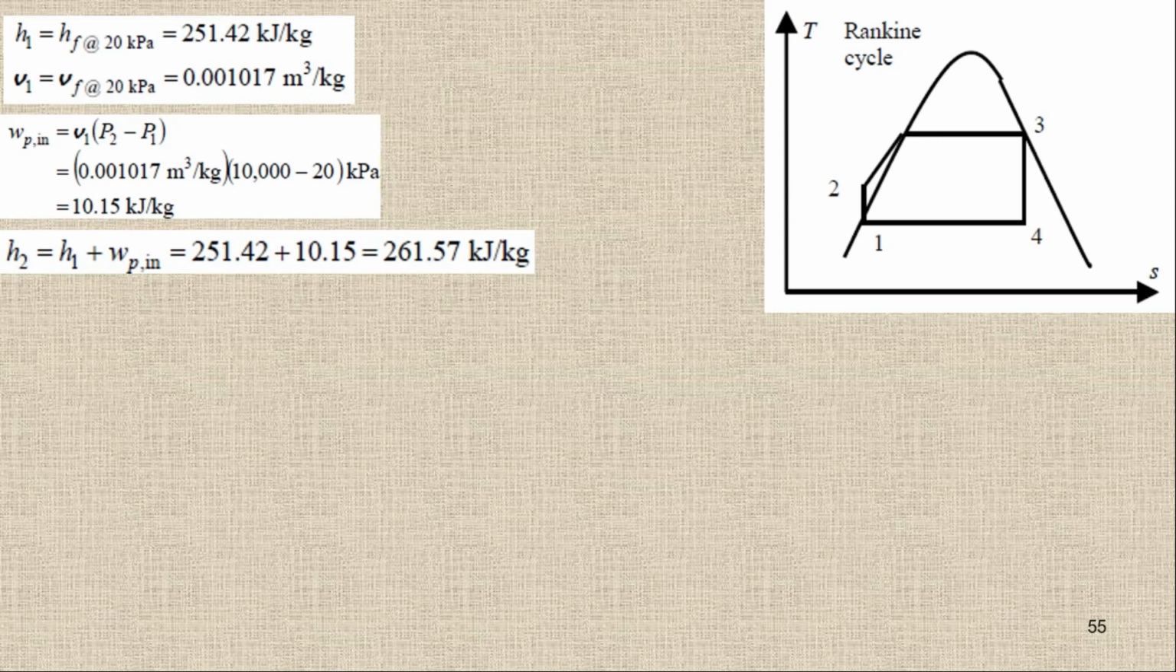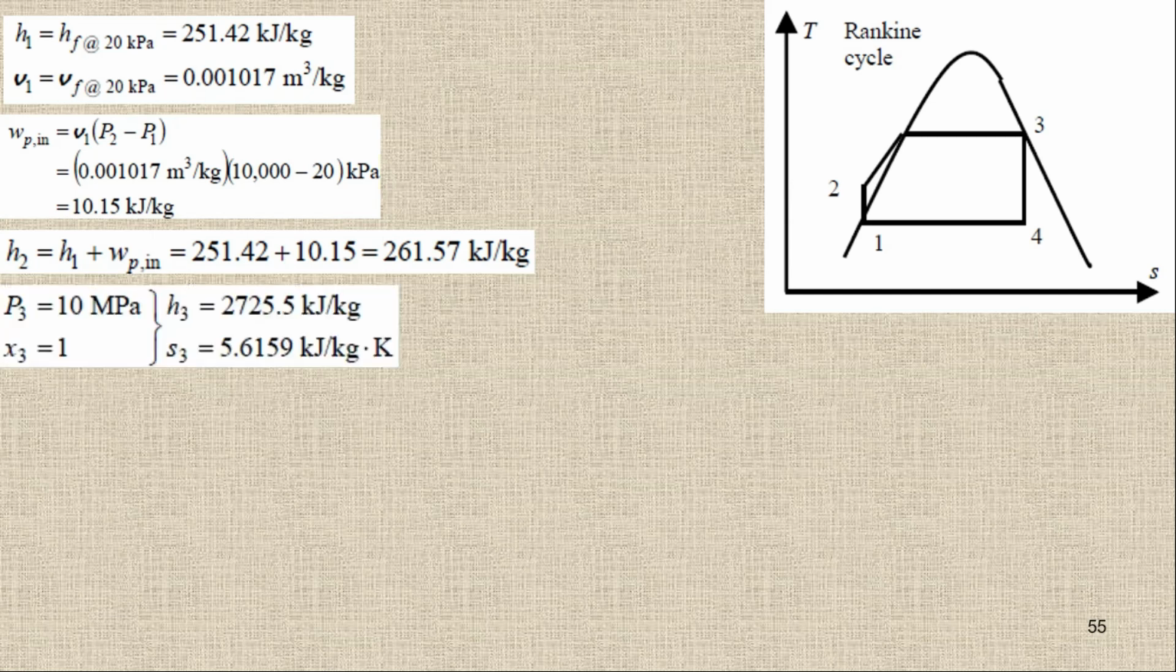At state number 3, right now in this question we have the saturated vapor. So it means we will check the value of H3, which is equal to Hg at the given pressure. So we have 10 megapascal and X3 is 1. So H3 is basically Hg at 10 megapascal. So we are getting 2725.5 kilojoule per kilogram. And the value of S3, the entropy, is around 5.6159 kilojoule per kilogram Kelvin.